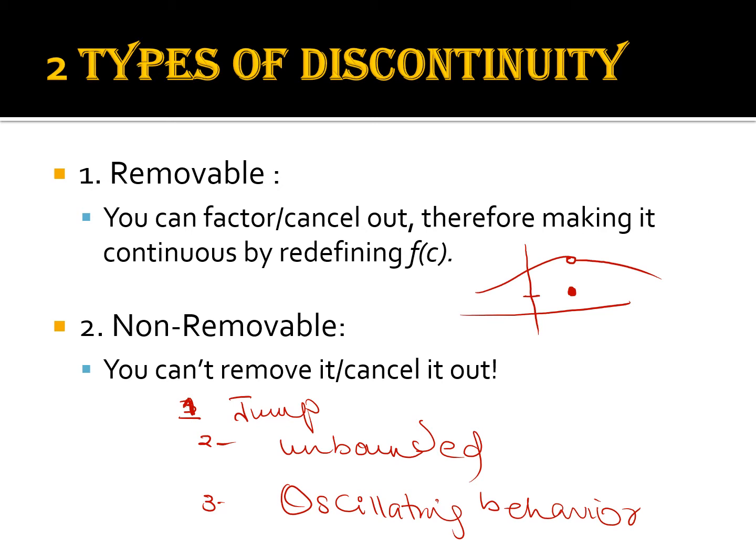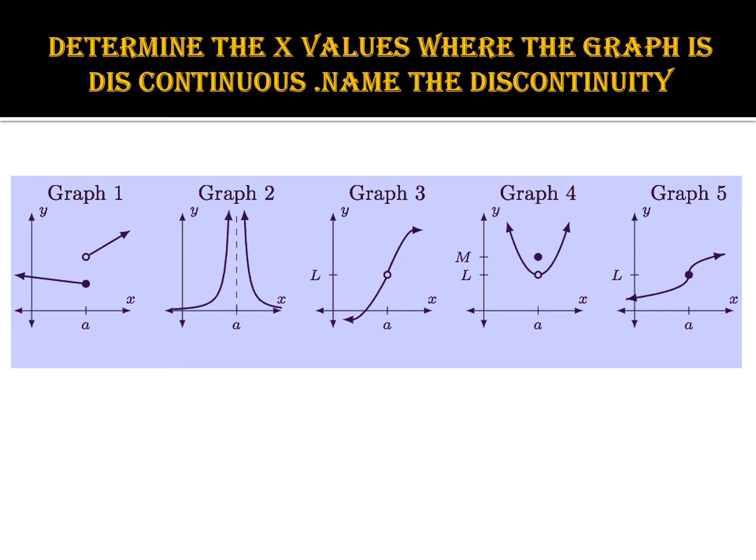Now, understand these discontinuities with the help of graphs. Look at the shape of graph number 1. In graph number 1, you can see that the lines are broken. The line coming from the left side towards A and the line coming from the right side towards A are broken. So, in the case of broken lines, the name of the discontinuity is jump discontinuity, and it is a type of non-removable discontinuity.